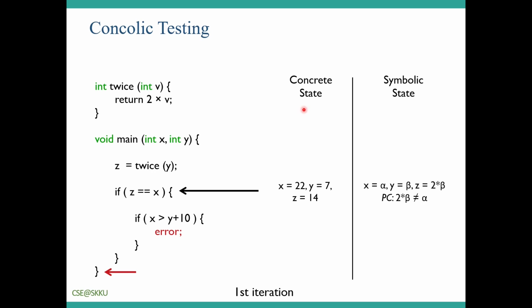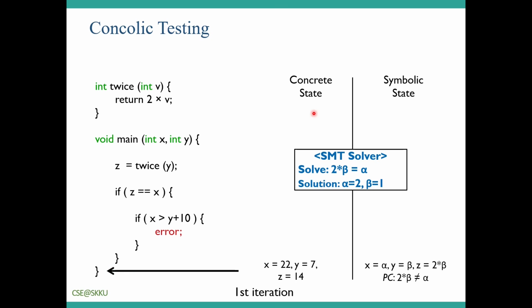And at the next line, at this branch, as you can see, the z value is not equal to the x value. So we go to the else branch. Because we encounter a symbolic branch, we update the path condition by adding this else branch condition, which is z is not equal to x. When we update the path condition, we use the symbolic variable, so 2 times beta is not equal to alpha will be added to the path condition.